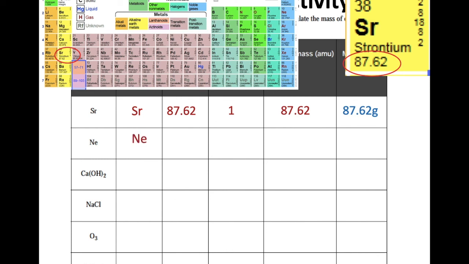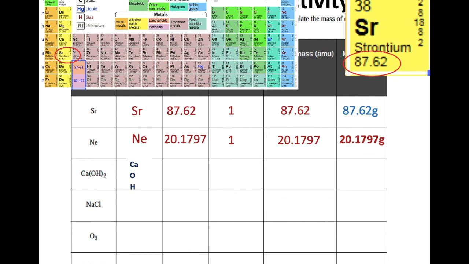Let's try neon. For neon, if you're looking it up on your periodic table, you get the atomic mass here. I only have 1 neon, so I know my formula mass is the same as my atomic mass, and my molar mass is going to be that 1-to-1 ratio there in grams. Let's try one that's a little bit more complicated.